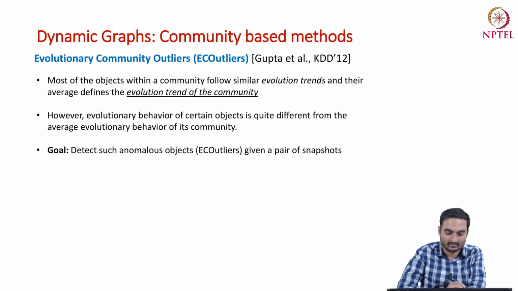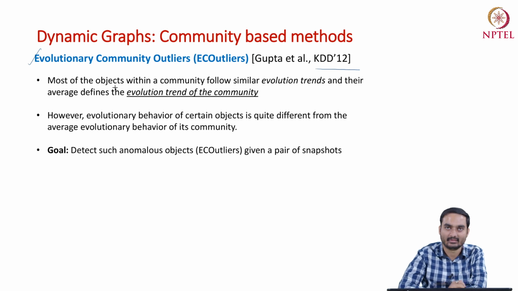Let's look at one such algorithm, and let's focus on this algorithm. This is called the evolutionary community outlier algorithm. It is also known as EC outliers. This was published in SIGKDD 2012. Okay. So let's look at the intuition.